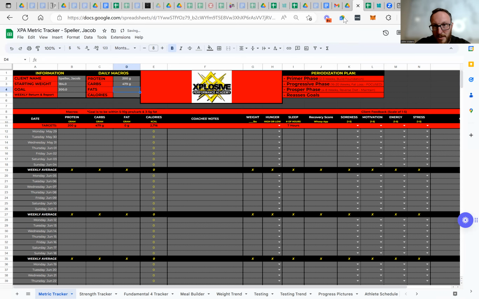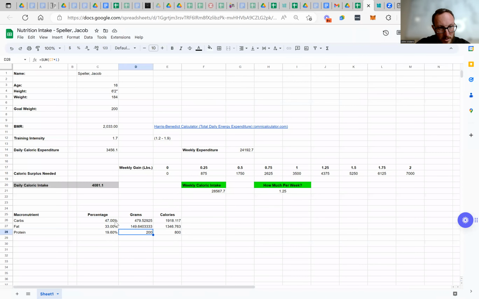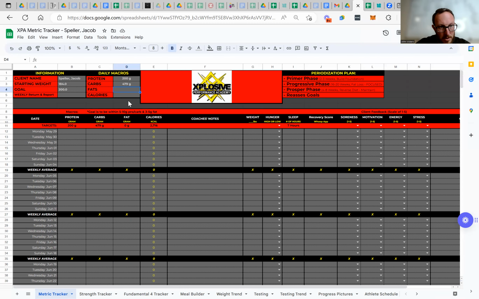And then his fats are at 149 grams. And this is going to come up to 4,057 calories. The metric tracker is something we use in the 5-star formula to help our athletes track this stuff on a daily basis to see where they're at and see how their body reacts with what they're eating.